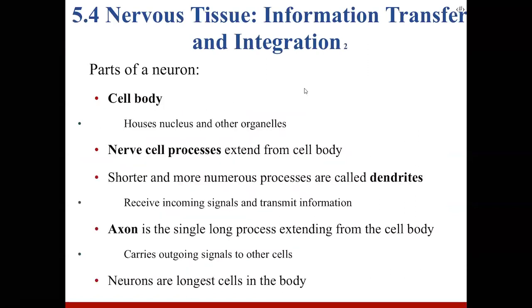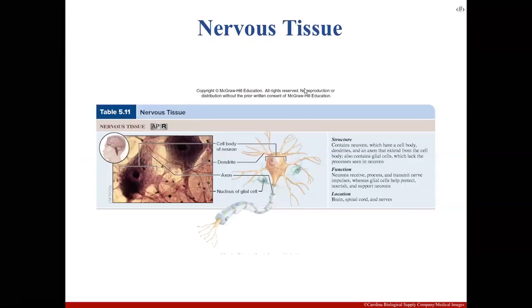Okay, nervous tissue. So this is an example of a neuron, and we'll go over all of this. A neuron is part of the nervous tissue, right? It's part of your brain, part of your spinal cord, and then we have neurons that are going to communicate. We'll talk about the structure of these in a couple weeks.